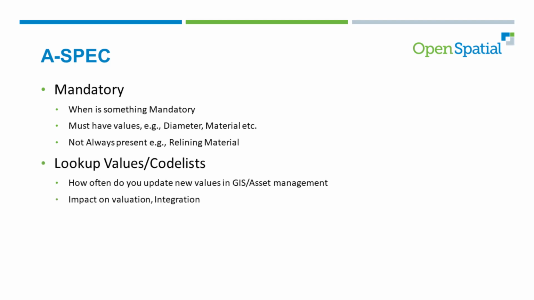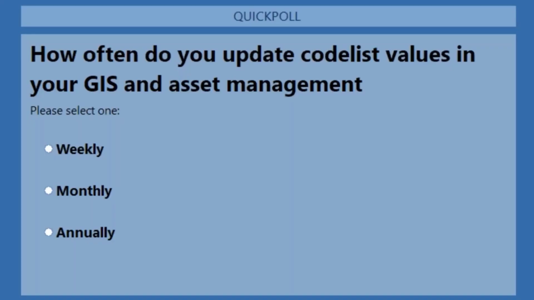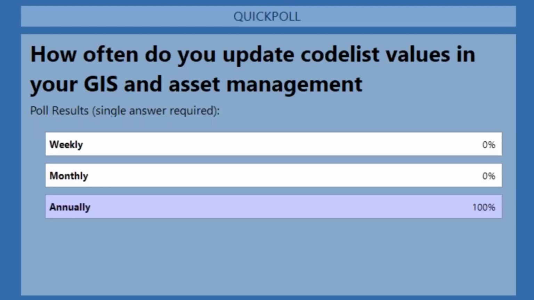Okay, now on this one with the lookup codes or code lists, I've got a few questions. So I'm actually going to launch a poll that will ask, how often do you upload code list values in your asset management system? So is that something that happens frequently, fairly infrequently, or is that we'll do it once a year when we add quite a lot of things in there? So annually is the answer there.